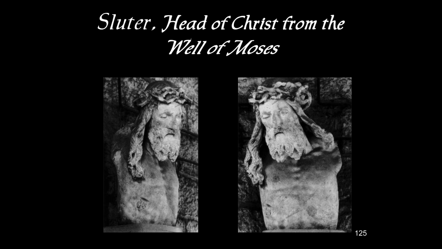Now, the crucifix has been destroyed. There are some fragments that are left. So here you see the fragments of the head of Christ from the Well of Moses. And as you can see, it's a very naturalistic image. And we'll be seeing that also with the images, the statues of the prophets.